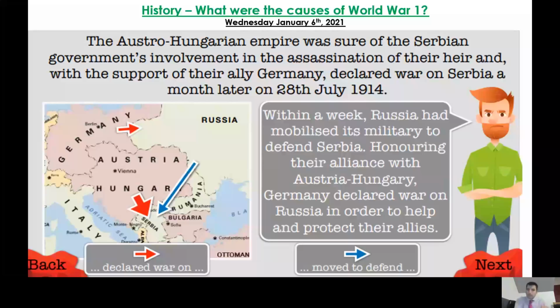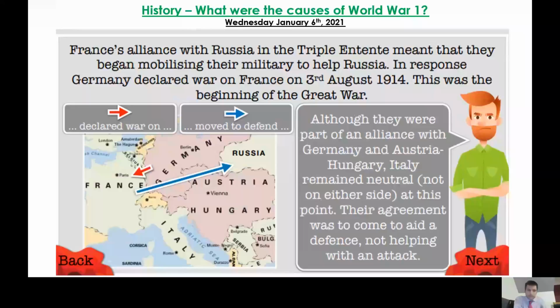So because of these shots in Sarajevo, these countries had aligned to defend or attack one another, and that war then began. France's alliance with Russia in the Triple Entente meant that they began mobilising, started moving their military to help Russia. In response, Germany then started to fight on the 3rd of August, and that was the beginning of the war.